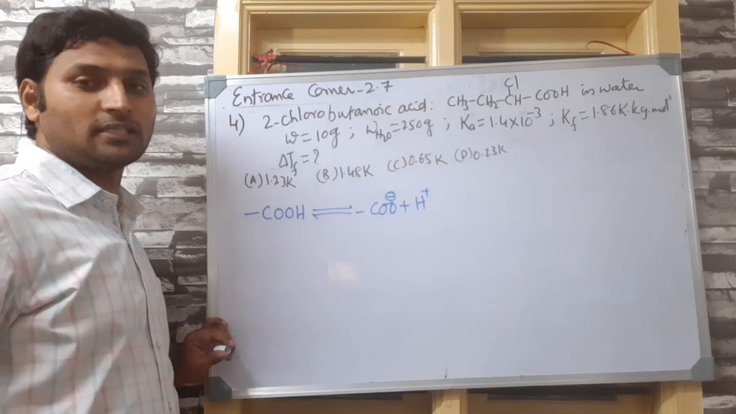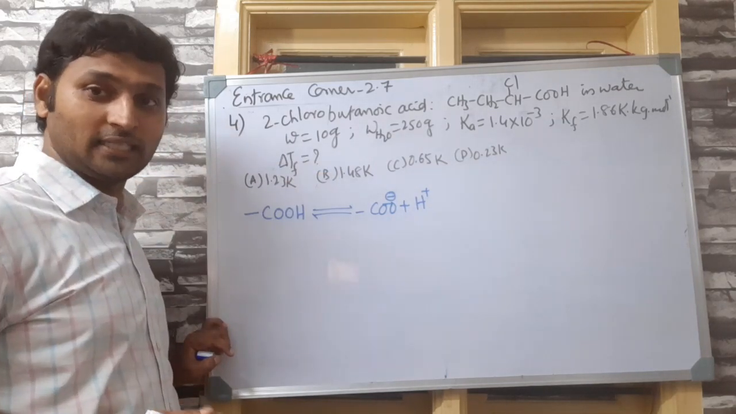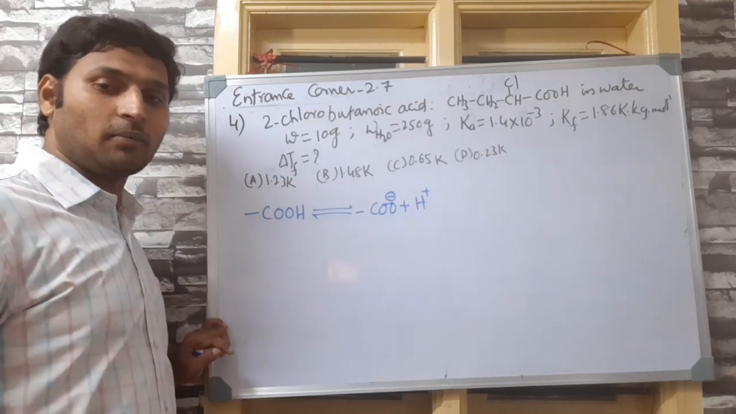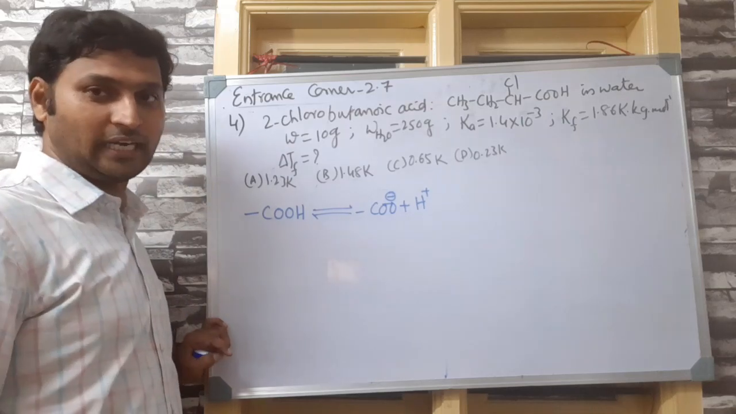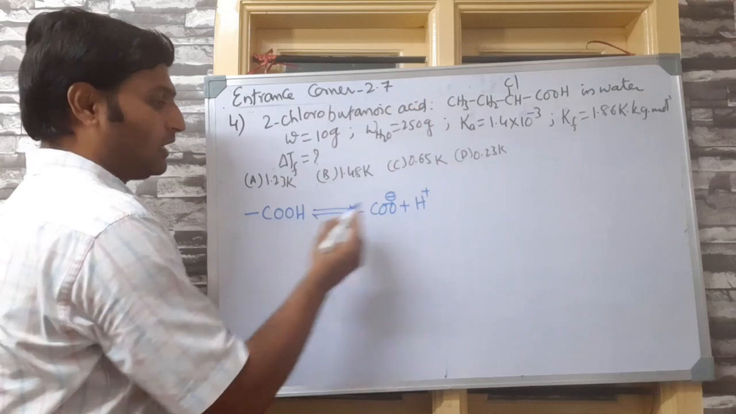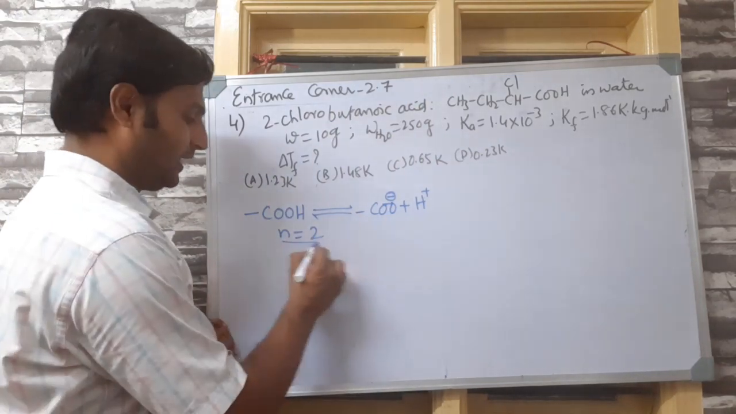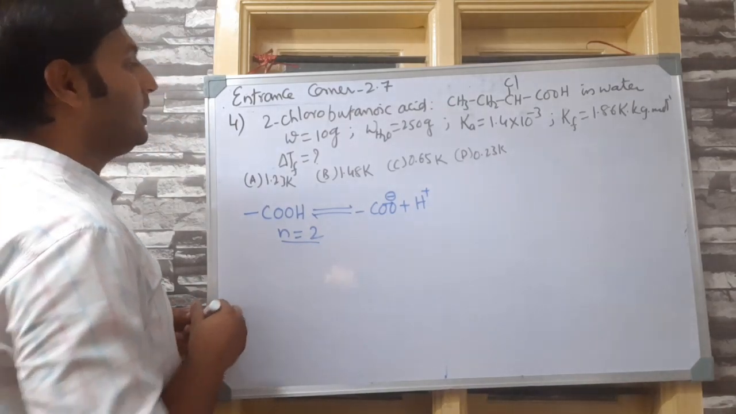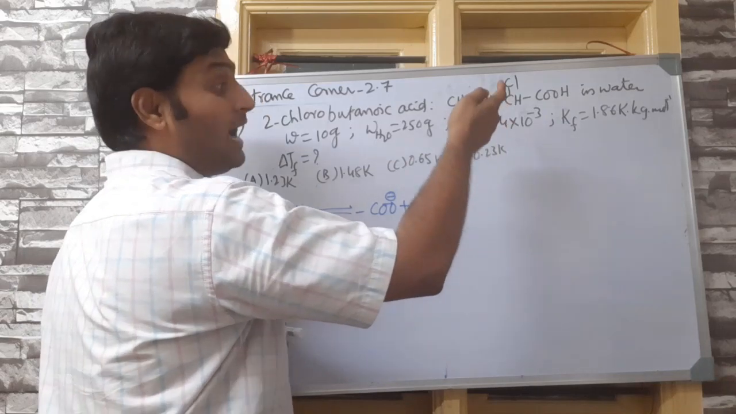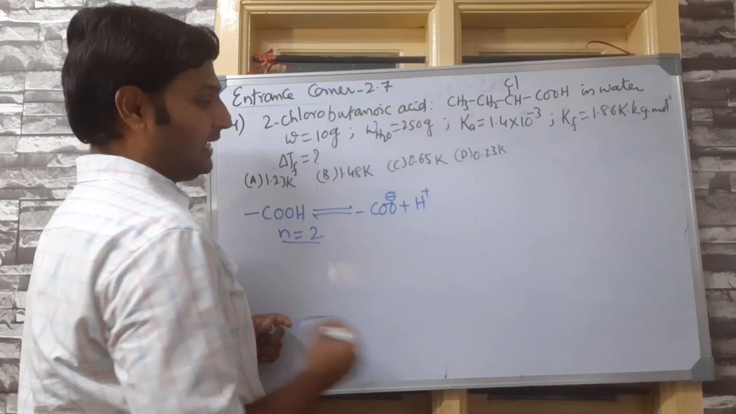If it is a dicarboxylic acid like oxalic acid, succinic acid, etc., then that might give 2H plus 1 carboxylate, so it's going to be 3 ions. Similarly, a tricarboxylic acid gives 4 ions, tetracarboxylic acid gives 5 ions and so on. Since it is a monocarboxylic acid, it is going to give 2 ions, so N value is going to be 2 here. That is fixed. Now, he has given you weight of solute, weight of solvent, acid ionization constant, Kf value, and asking delta Tf value.